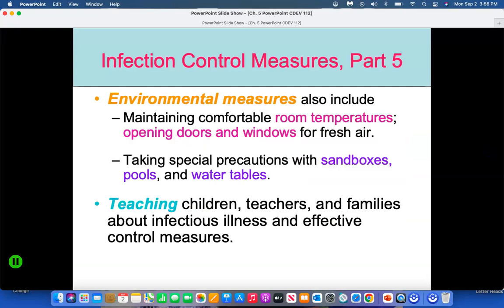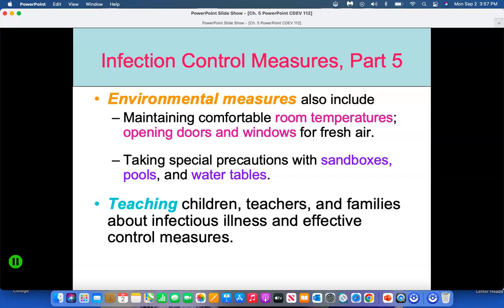Environmental measures also include maintaining comfortable room temperature, so making sure the room temperature is good, and fresh air and ventilation, so opening doors and windows, especially in the morning, is a good idea. Taking special precautions with sandboxes, pools and water tables. Most people have a sandbox, making sure it's covered. Water tables, you drain the water and even disinfect the water table as well.